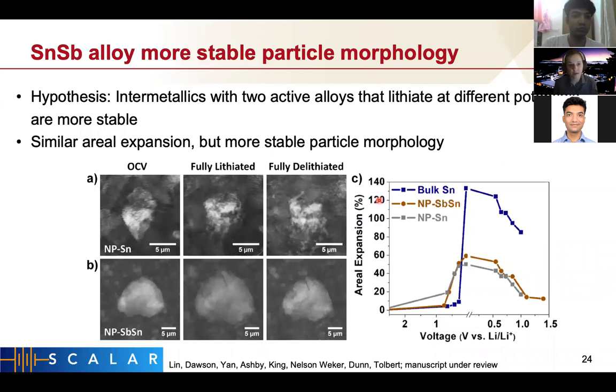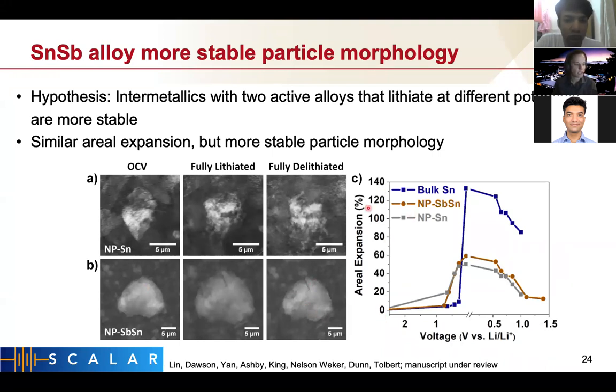So here we're comparing on top this nanoporous tin again, and on the bottom is the nanoporous tin antimony alloy. These are just snapshots. We took more images than I'm showing. This is before cycling, fully lithiated and delithiated. Again, the nanoporous tin is changing shape as we had before. The nanoporous tin antimony actually cracked, which we were a little surprised with. But it does return to almost the same area as before, without much structural damage.